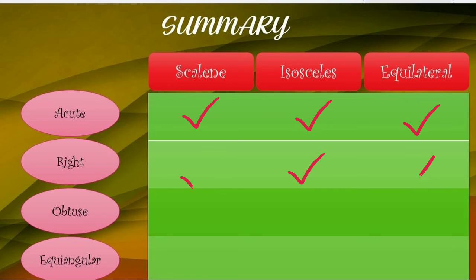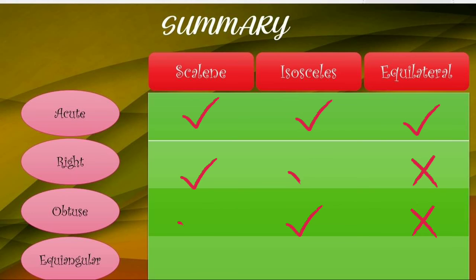Okay? Okay, so punta na tayo sa obtuse triangle. Pwede ba siyang maging scalene? Yes, ang scalene triangle ay pwede ring maging obtuse triangle. What about sa isosceles? Pwede rin ba siyang maging obtuse? Yes, pwede pa rin siyang maging isosceles triangle. And ang equilateral, of course, hindi na naman. Kasi nga, equilateral siya is equiangular.